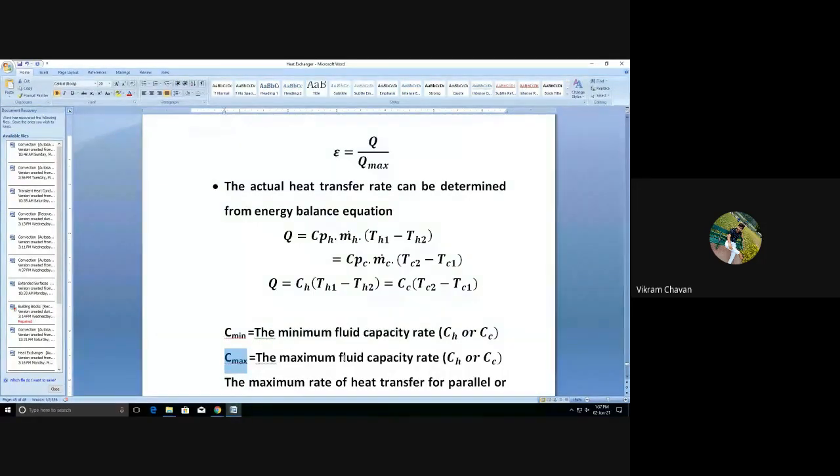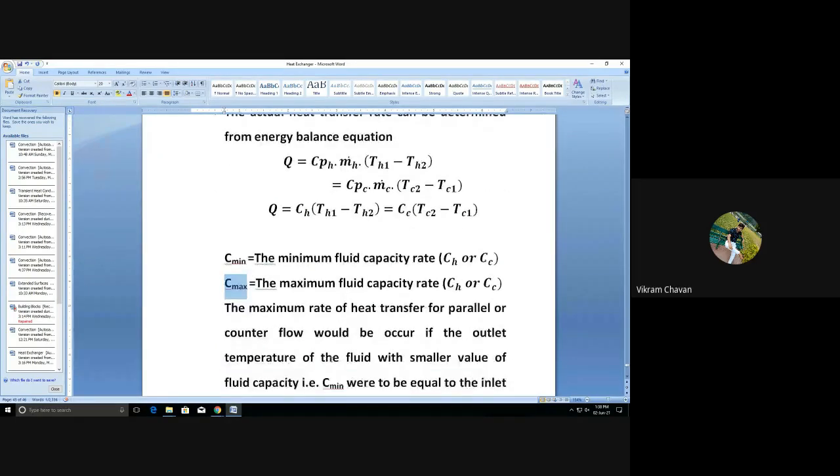It will not be fixed for all heat exchangers. In some heat exchangers you will get CH as C max, in some you will get CC as C max. It varies depending on the temperature conditions and fluid properties, or the fluids used to transfer the heat. On that basis you have to decide which one is C minimum and which one is C max. Now the next condition is most important.